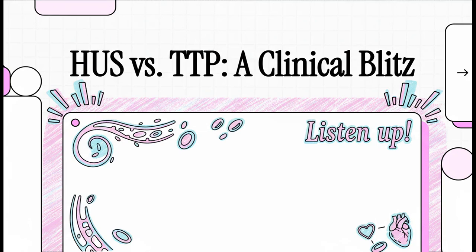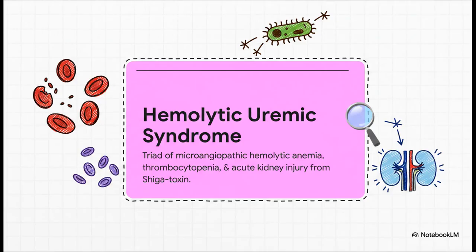Listen up. HUS, hemolytic uremic syndrome. You got to remember the triad. Microangiopathic hemolytic anemia, that's MAHA, low platelets, and acute kidney injury. The culprit? Shiga-like toxins, usually from E. coli O157:H7. It's all about that direct endothelial damage.